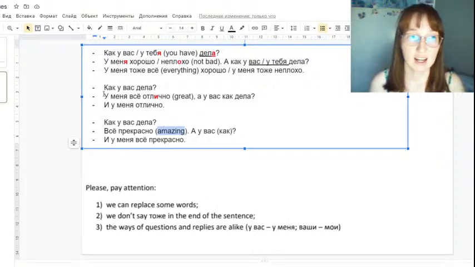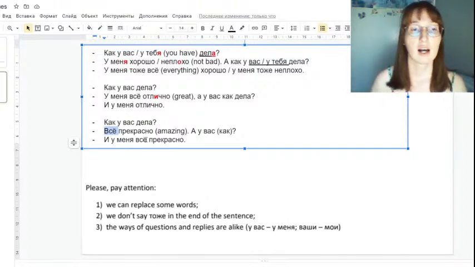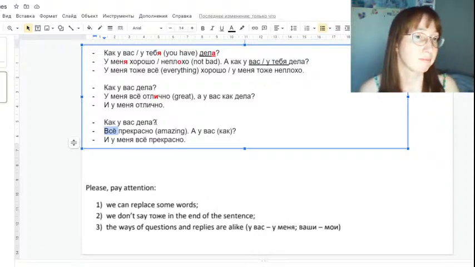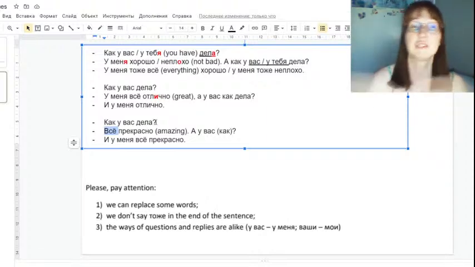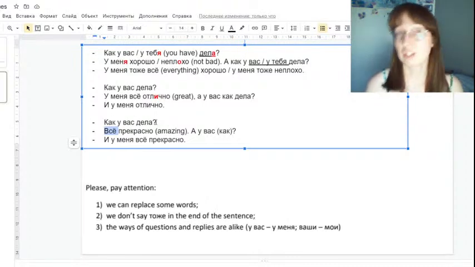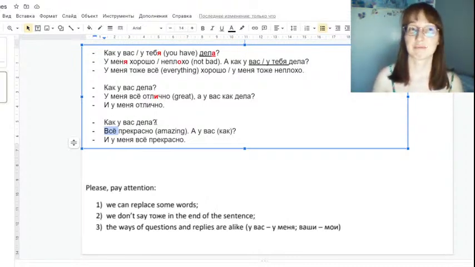You see? Here I answer just with the word все. So you can omit у меня and say just все. Все отлично, все прекрасно. Informally. Как у тебя дела? Все прекрасно, а у тебя как? И у меня все прекрасно. And my things are amazing.